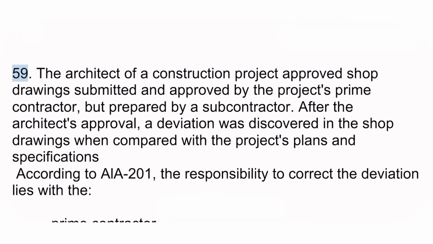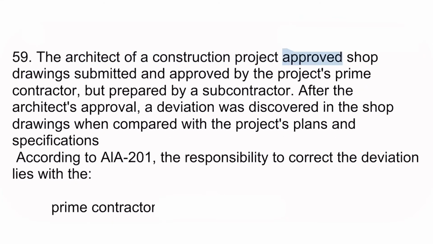59. The architect of a construction project approved shop drawings submitted and approved by the project's prime contractor, but prepared by a subcontractor. After the architect's approval, a deviation was discovered in the shop drawings when compared with the project's plans and specifications. According to AIA 201, the responsibility to correct the deviation lies with the prime contractor.